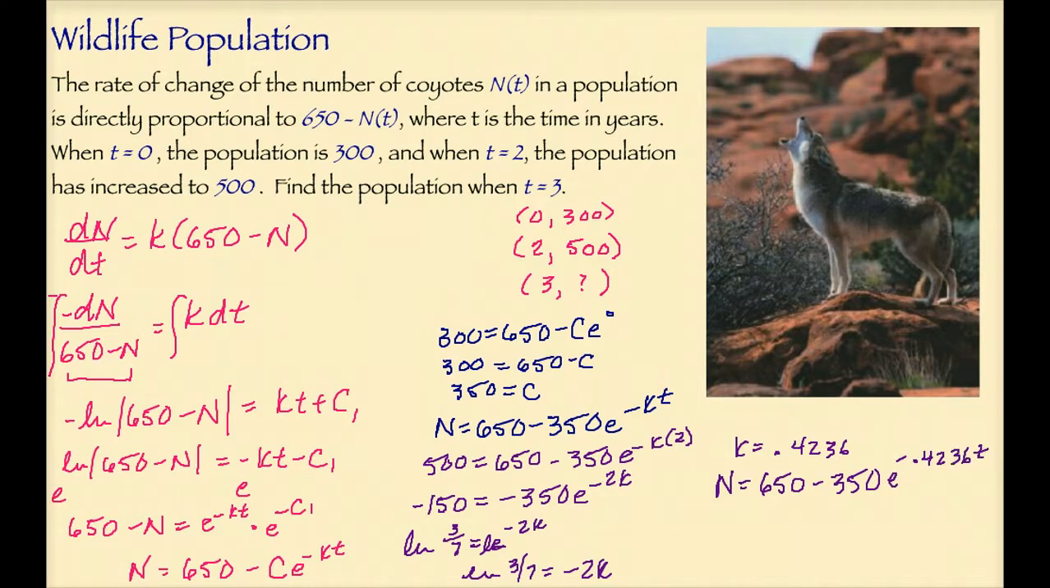So our particular solution will be n equals 650 minus 350 e to the negative 0.4236t. Now let's use this particular solution to find the population when t is equal to 3. n equals 650 minus 350 e to the negative 0.4236 times 3 yields a population of about 552 coyotes.